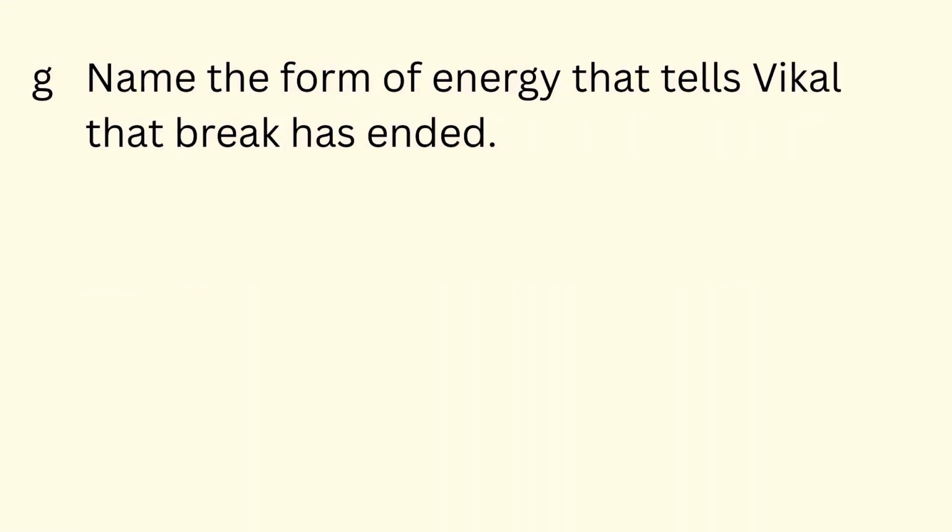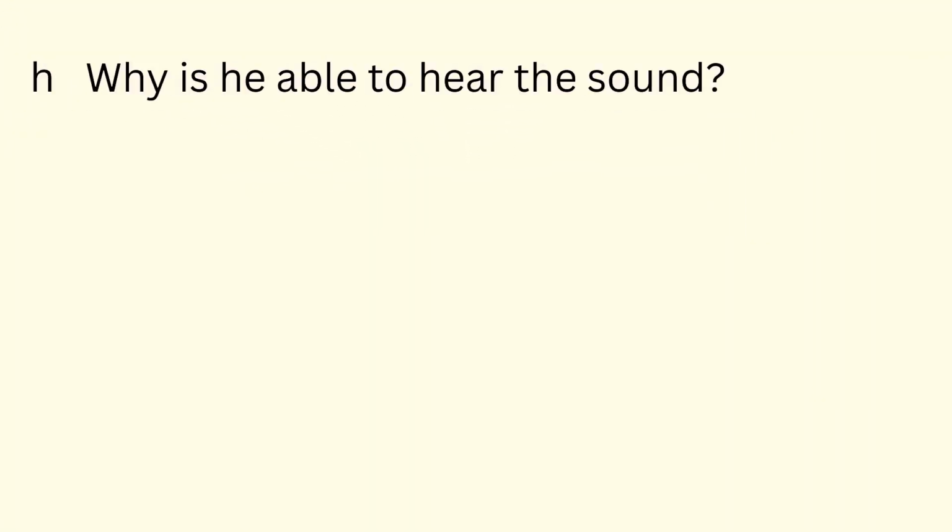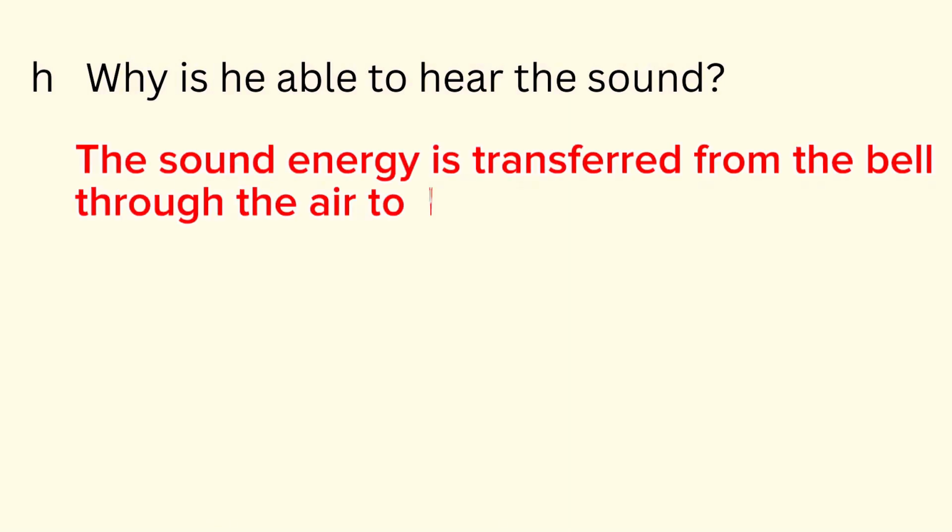Question G. Name the form of energy that tells Vicker that break has ended. Sound energy. Why is he able to hear the sound? He is able to hear the sound because the sound energy is transferred from the bell through the air to Vicker's ears.